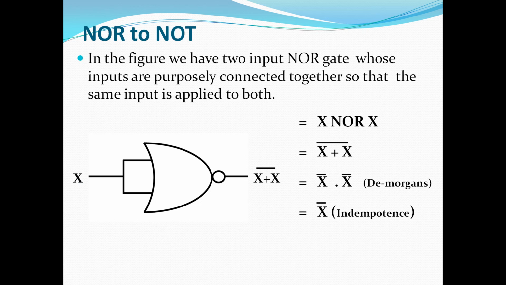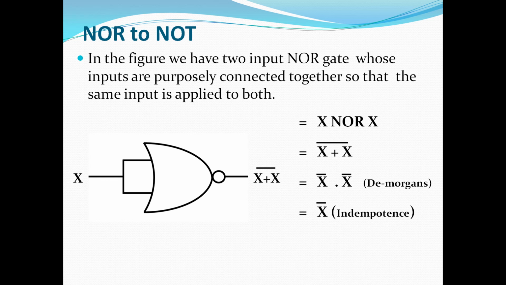Next, you can derive how we got the output as (X plus X) whole dash, and then how it becomes X dash. We have to apply some rules or formulas. Here the input is X NOR X. The two inputs are the same, so the output is (X plus X) whole dash.